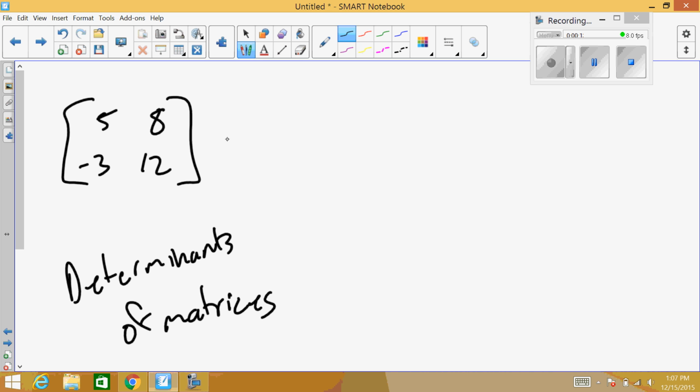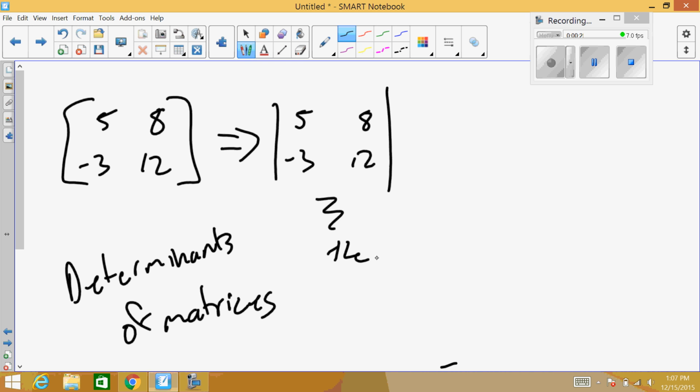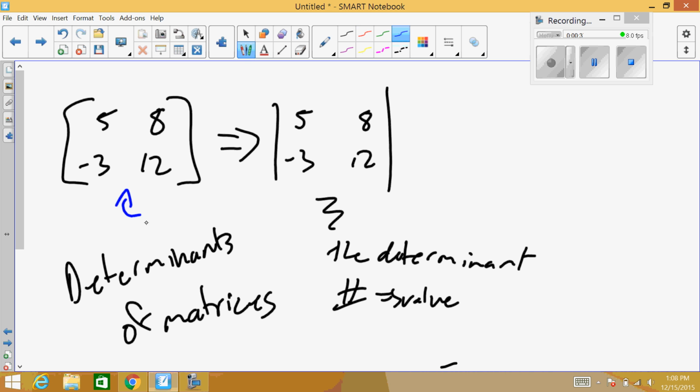So I'm going to write it using determinant notation. And I'm going to use an arrow, not an equal sign, because this new notation means the determinant, which is a single number, a single value, as opposed to this one over here, which is 4 entries. So it's 4 values just stored in different places. This one only has one single value after we find the determinant.